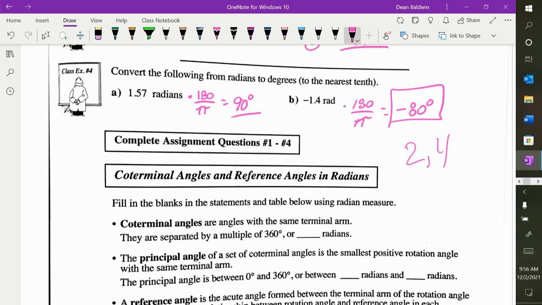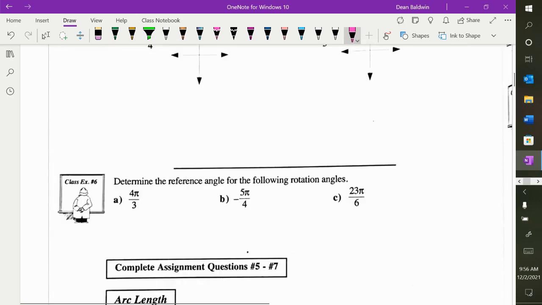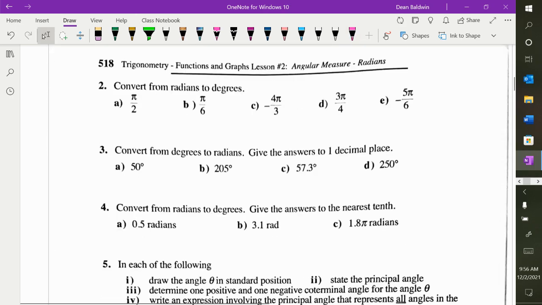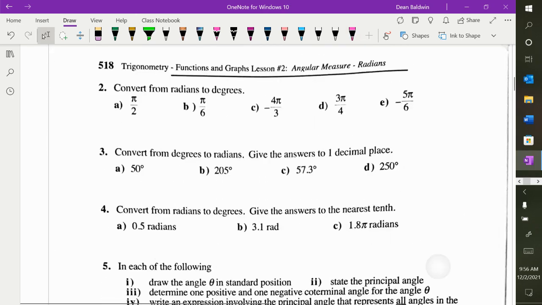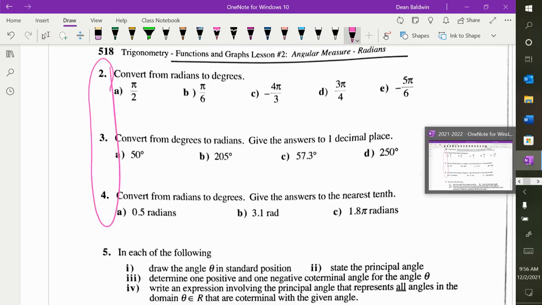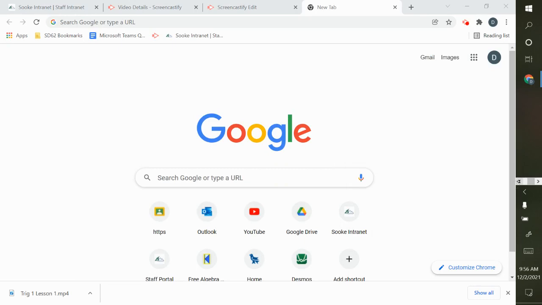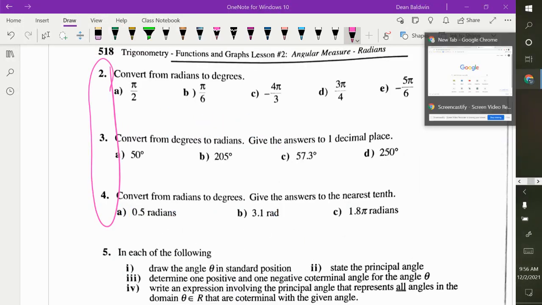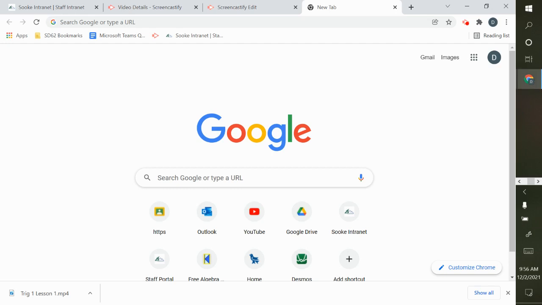All right. 2, is it 2 and 4 or 2, 3 and 4? I don't remember. 2, 3, 4. Those ones, please. And then we're going to finish this lesson as well. It's very short. Yeah, but they're not really big lessons.